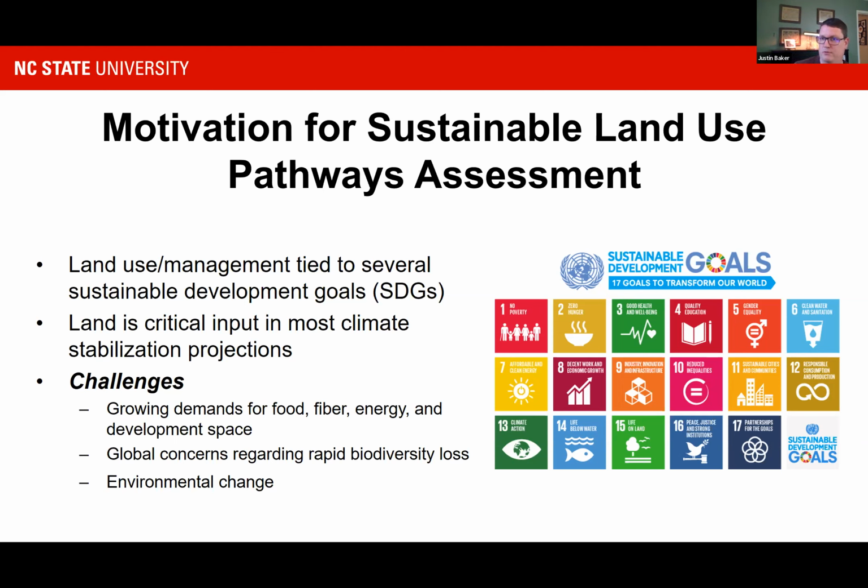It's a critical input both to reduce greenhouse gas emissions through increased carbon sequestration. It's an important input into the energy system as a source of bioenergy feedstocks used in negative emissions technologies. It's a really critical resource in how we adapt to climate change.